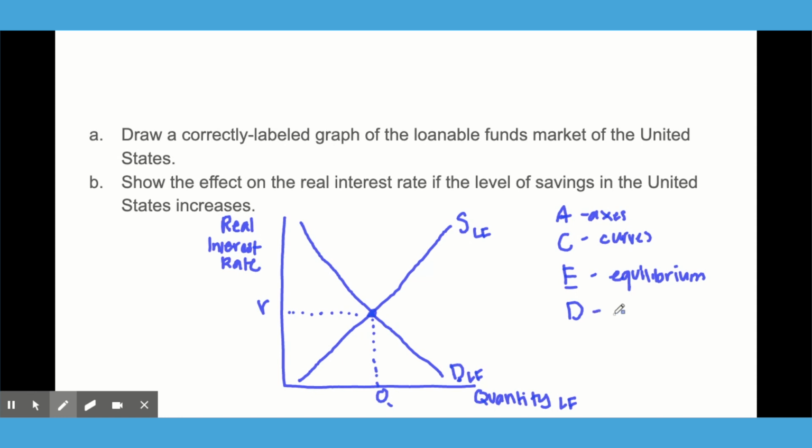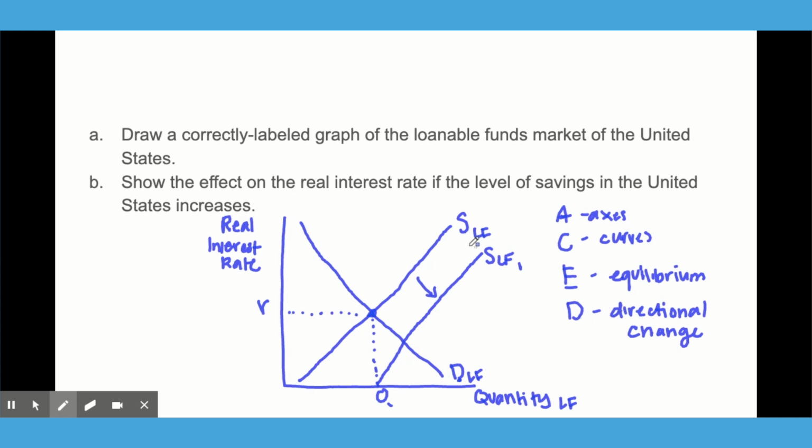And then the D is going to stand for directional change, which we haven't done yet because we need to shift a curve. So the question asks us to show the effect on the real interest rate if the level of savings increases. So this will shift the supply curve to the right. So I'm going to draw a new supply curve. And there are several ways that I'm going to show a directional change. One is an arrow showing the direction of the shift from the original curve to the new curve.